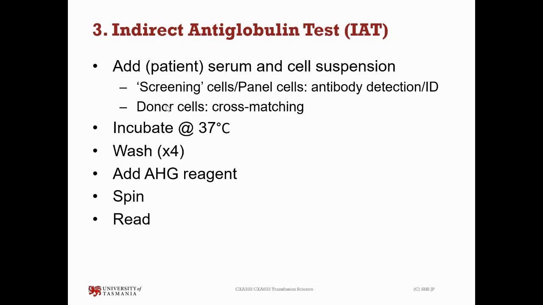Okay, once we have sensitized the cells, if there is an antibody there to detect, we then go through and do exactly the same as we did with the direct antiglobulin test. We wash the cells to remove any of the excess plasma and any excess unbound antibody that might be there. We then add our AHG, we centrifuge and we read.